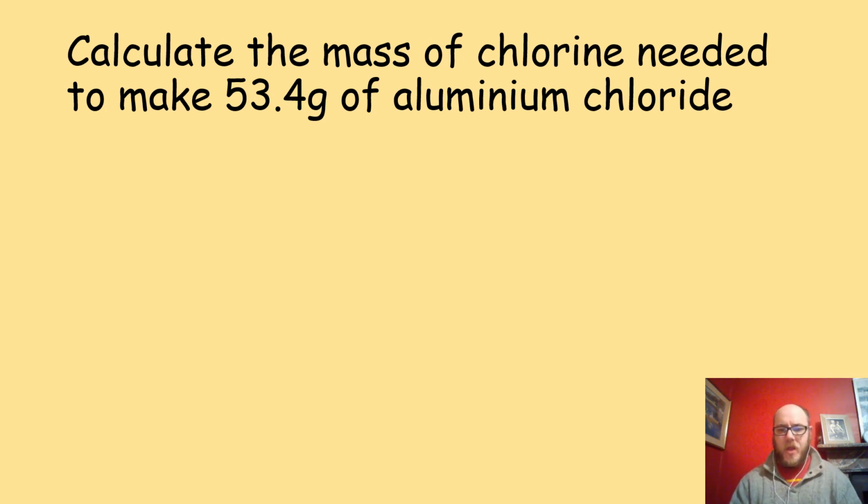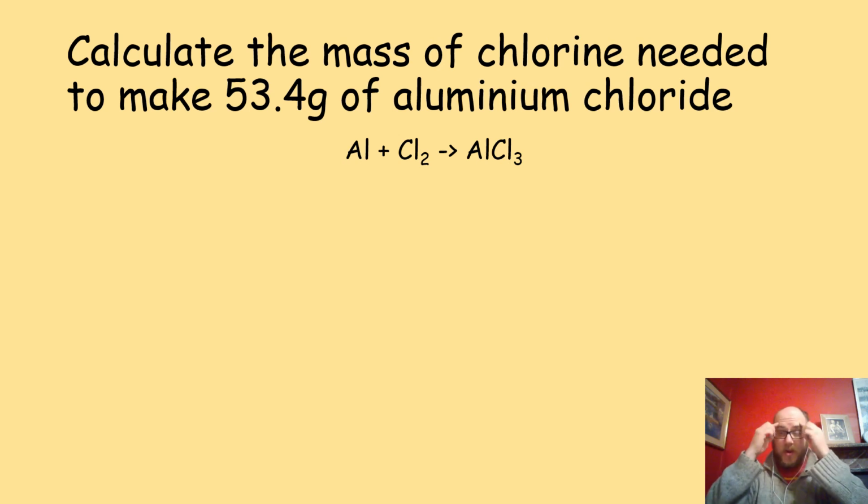Let's have a look. So the first thing we do is we write out the equation. Not a balanced equation, just the equation. I know to make aluminium chloride, I'm going to need some chlorine and some aluminium, nothing else. So aluminium plus chlorine, which can only exist as a diatomic gas, Cl2, makes AlCl3. Now, you will normally be told this, or it will be a well-known molecule. You will not need to remember aluminium chloride is AlCl3. Okay?